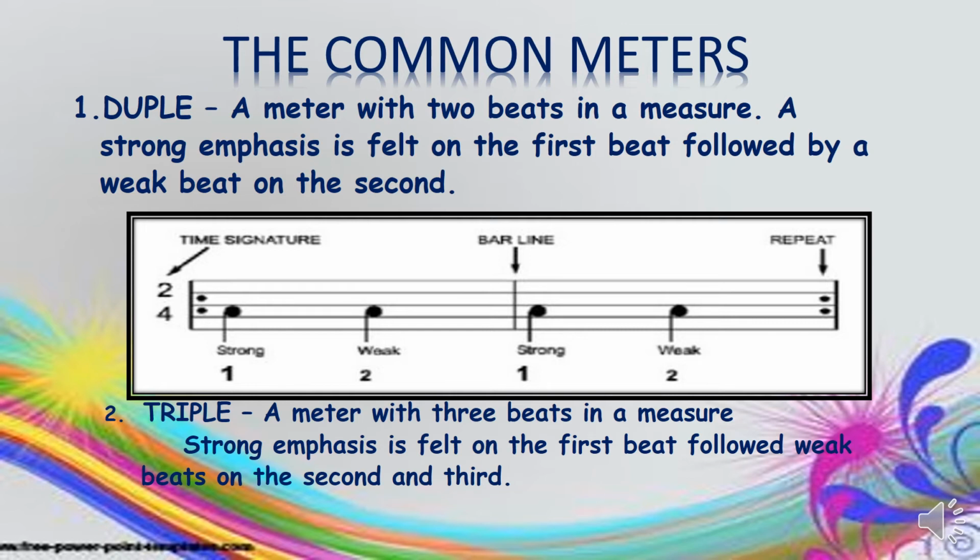The second common meter is what we call triple meter. A meter with 3 beats in a measure. Strong emphasis is felt on the first beat followed by a weak beat on the second and third.